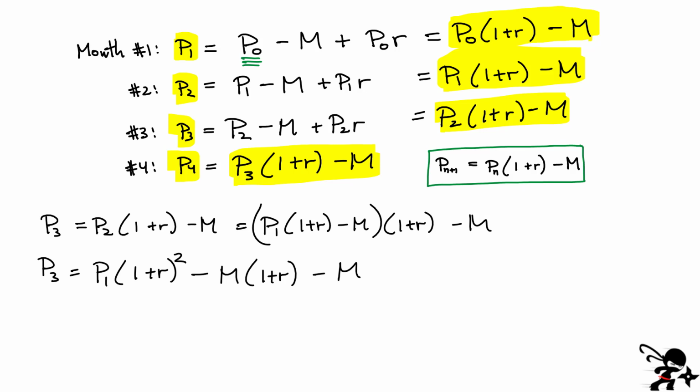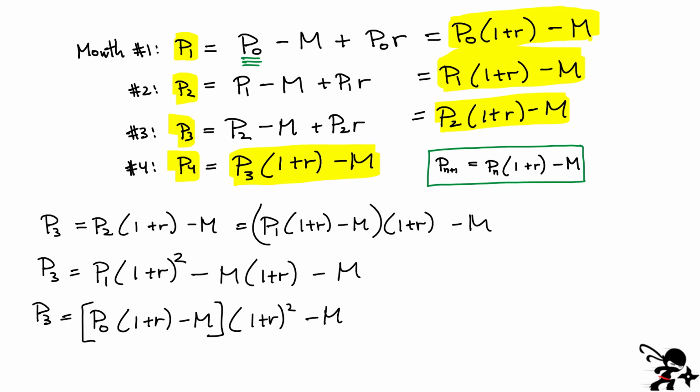Now, the last step I can do, at least for P3, is I could also eliminate P1 using my first formula. So here we're going to have P0, 1 plus R minus M. I'll put a square bracket around that one. That is our definition of P1. And then here I have 1 plus R squared minus M, 1 plus R minus M.